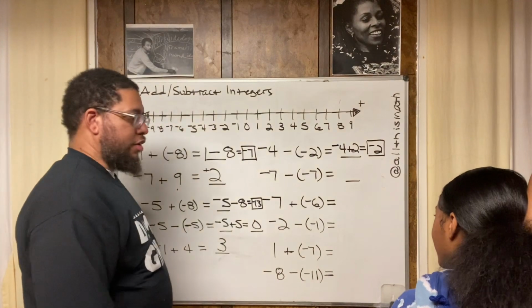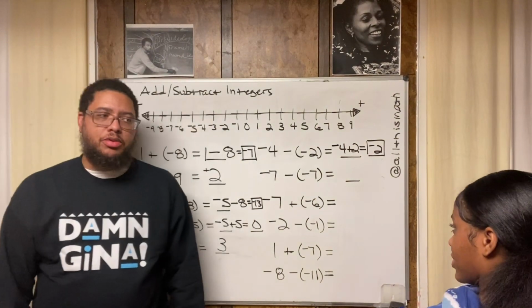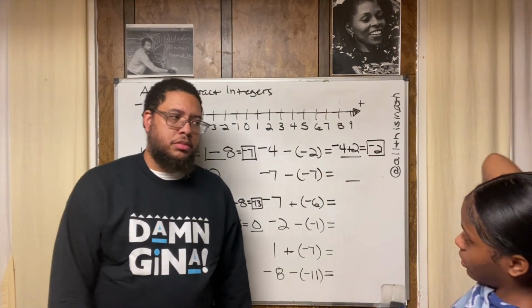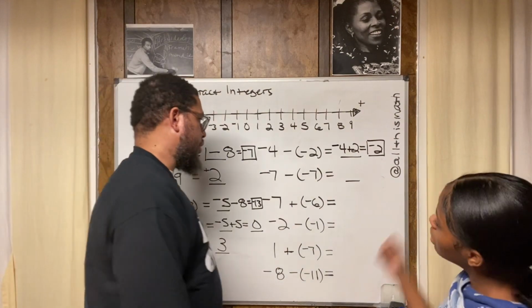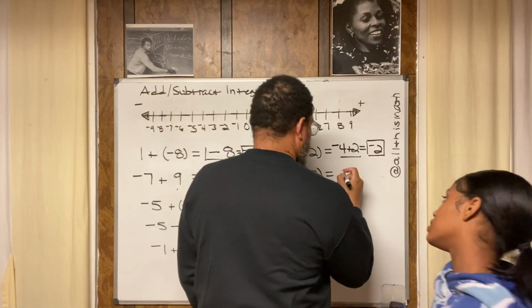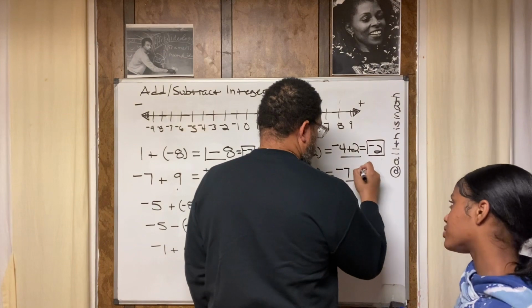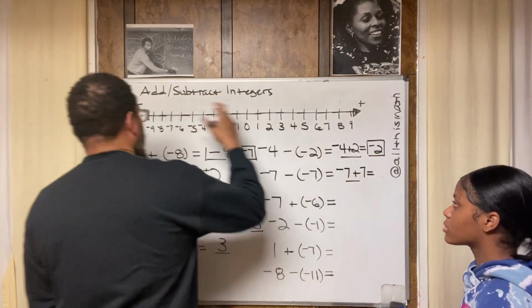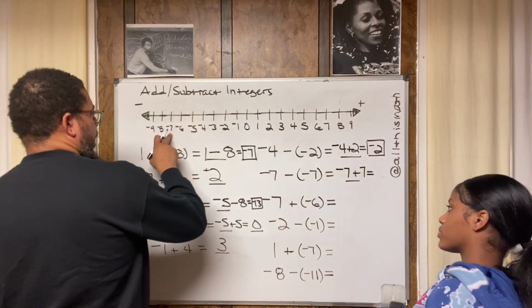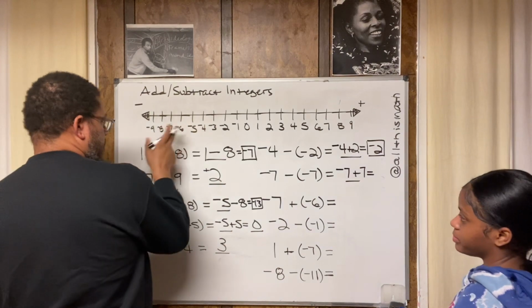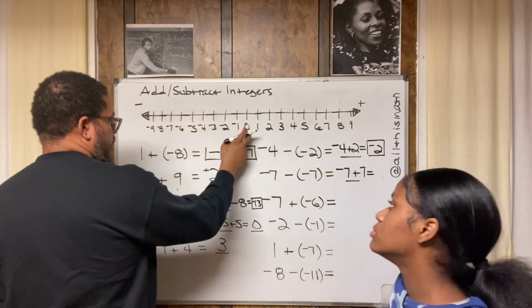-7 minus -7. That's another double negative, right? What happens to the double negative? It becomes an addition problem. What addition problem? -7 plus 7. You start at -7. If you add, you go to the right. How many spaces? 7. Where do you end up? 0.